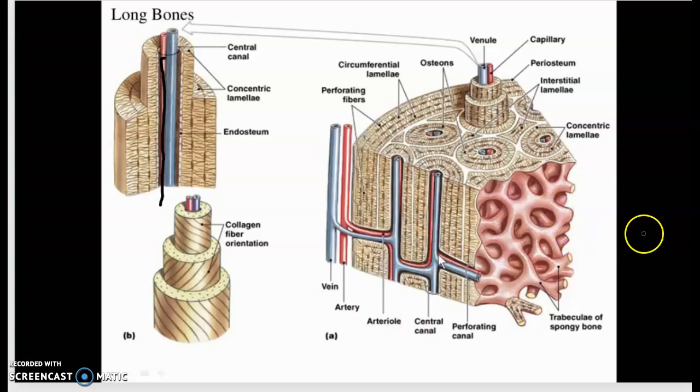And then these rings, these matrix rings right here, all of these little lines, they are called lamellae. And the osteocytes are in the lamellae in a space called the lacuna, which is right along here.